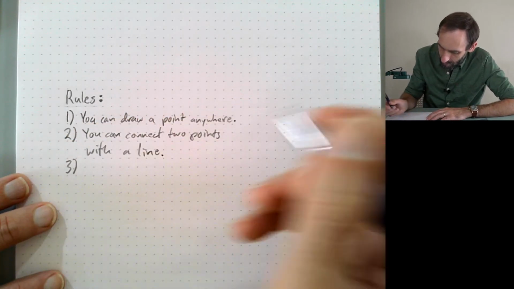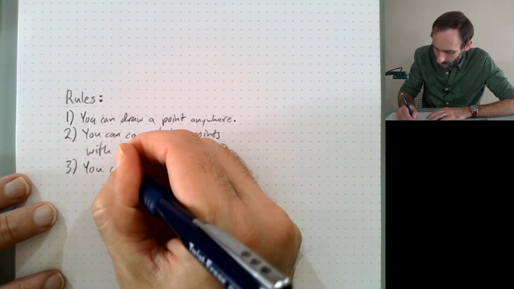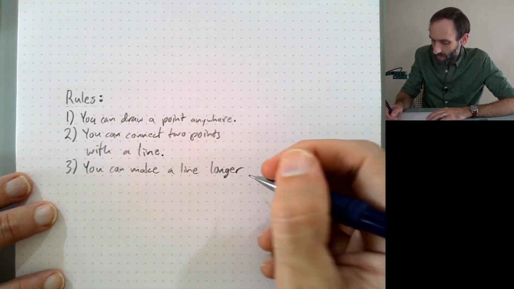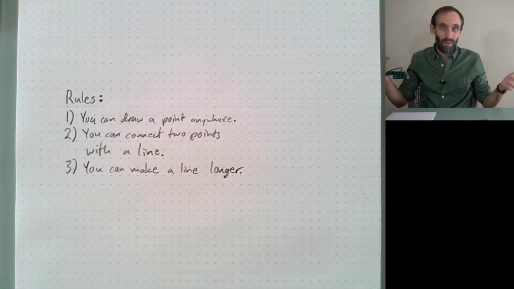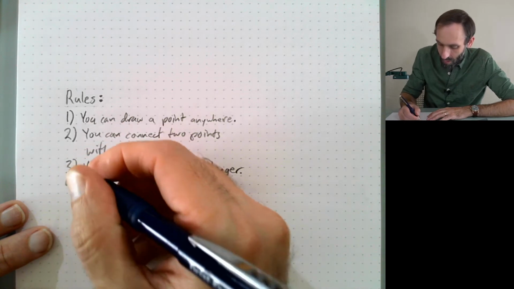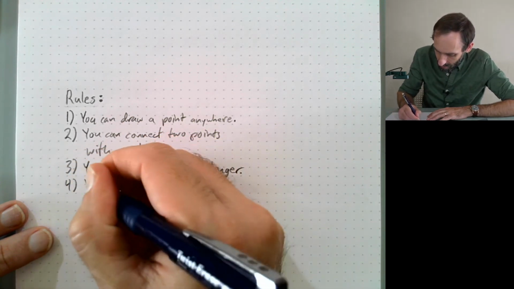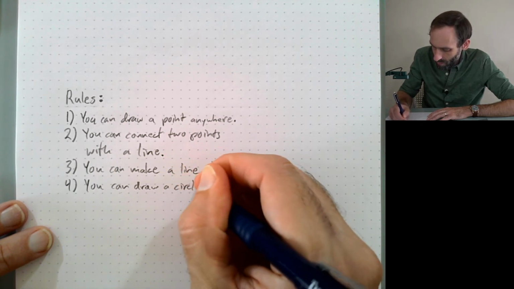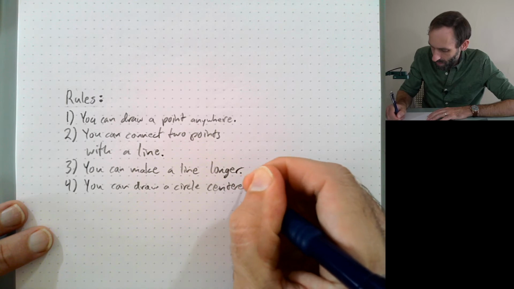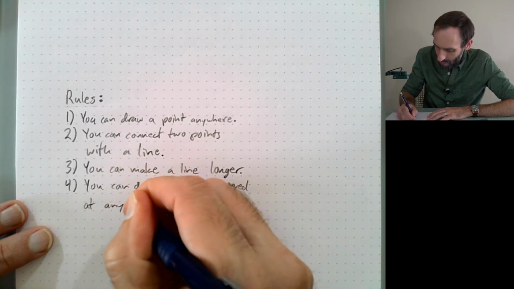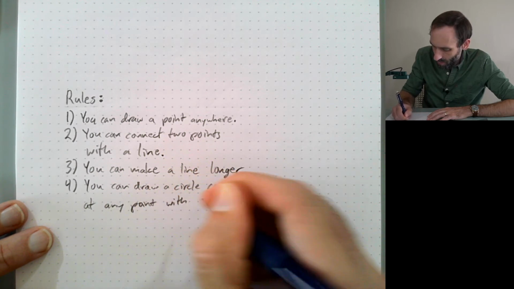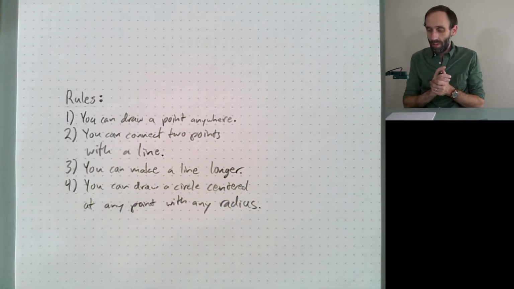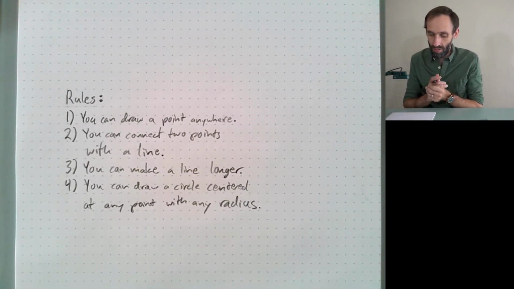Rule number 3, you can make a line longer. Basically, if you have a line, you can extend it. You can make it longer. And rule number 4, you can draw a circle centered at any point with any radius.